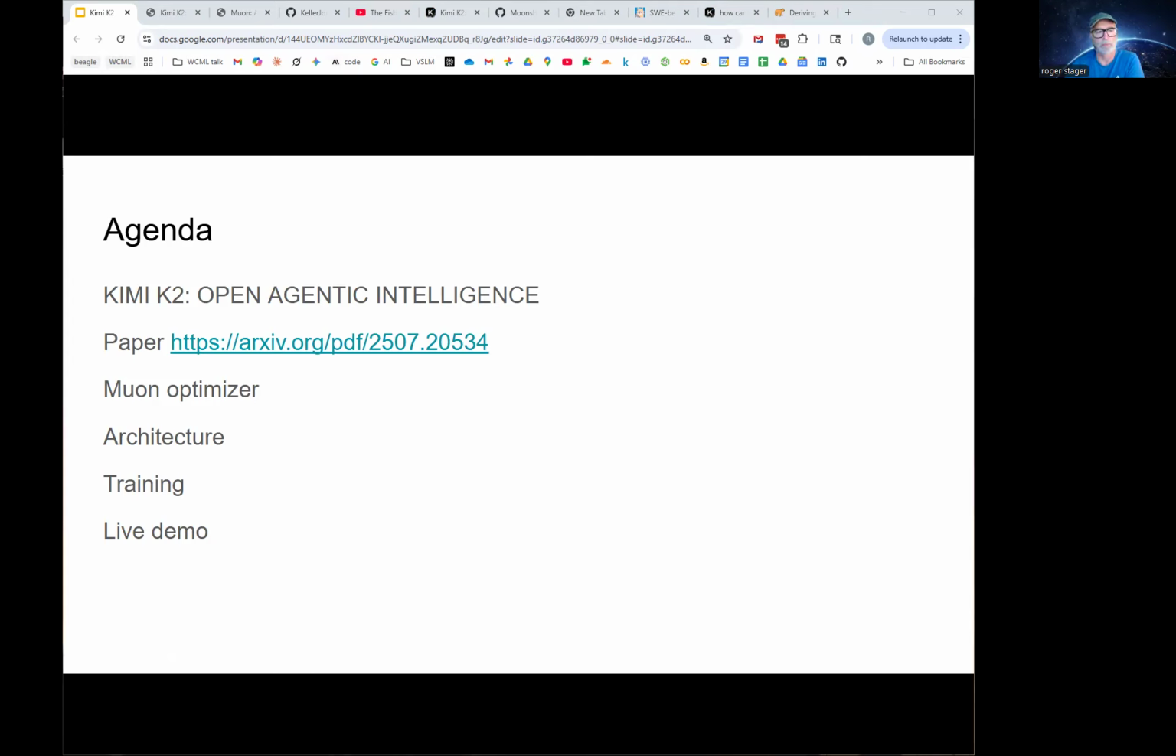We're going to go through the Muon optimizer, which was something I hadn't heard of before, so I'm going to dive a little bit into that as well, pull it aside, a little bit about the architecture, a little bit about the training, and if we have enough time, we'll get to a demo at the end. Okay.